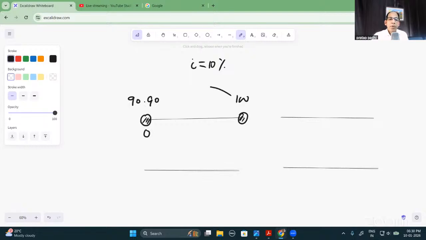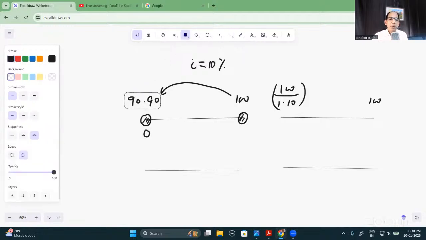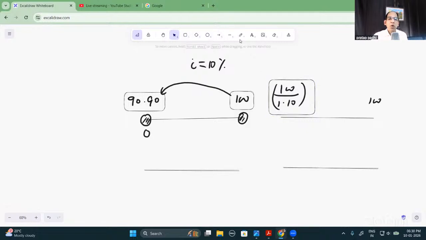Now, the present value of 100 is this one. You can use this formula: present value of 100 is 100 divided by 1.10. This matches with this. You must already have counted this value. Otherwise, you can check using a calculator. Okay, this value. Now, there is another way also.